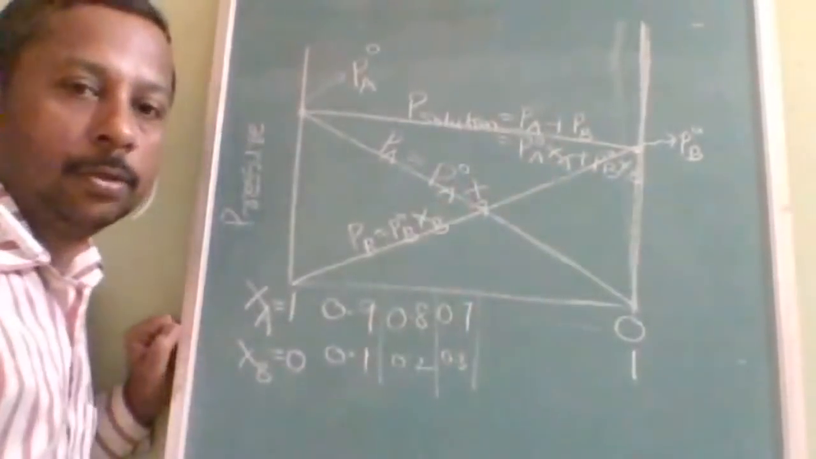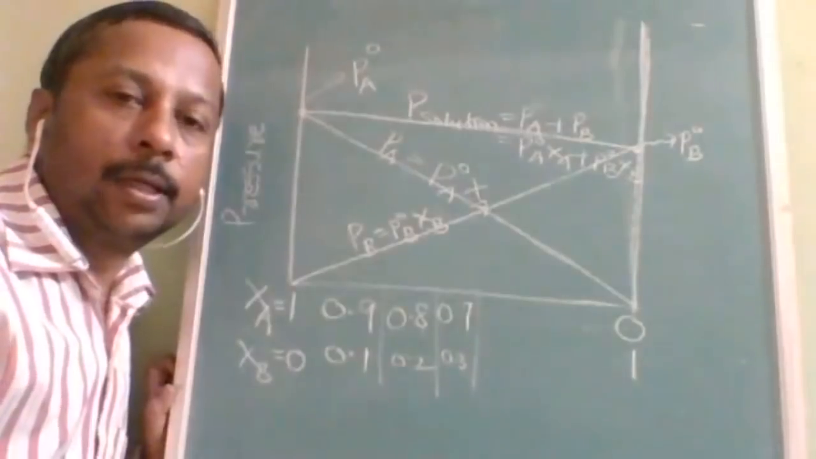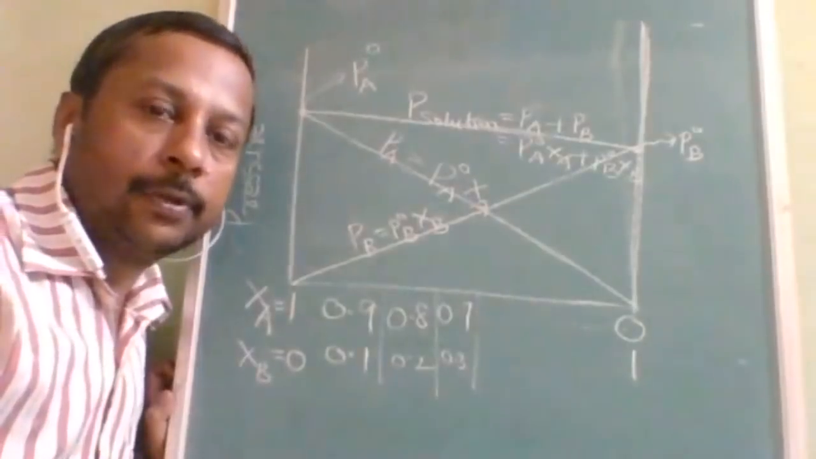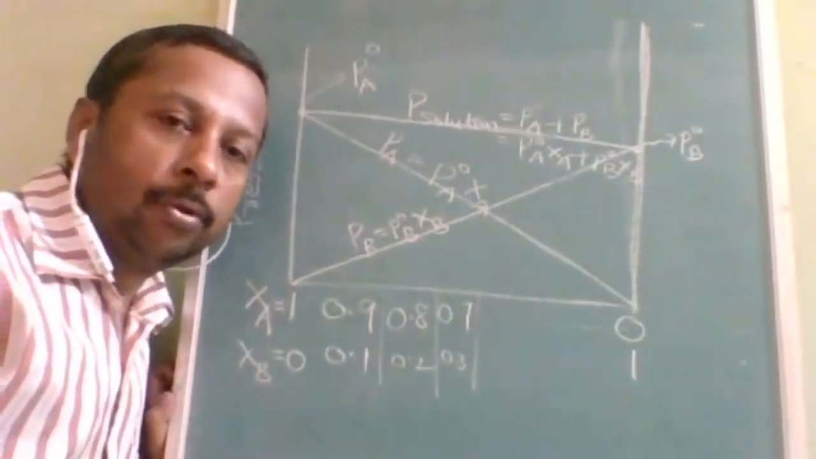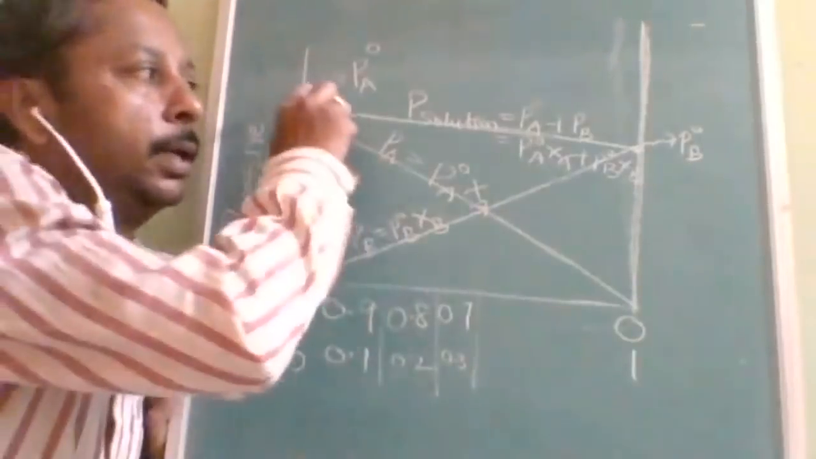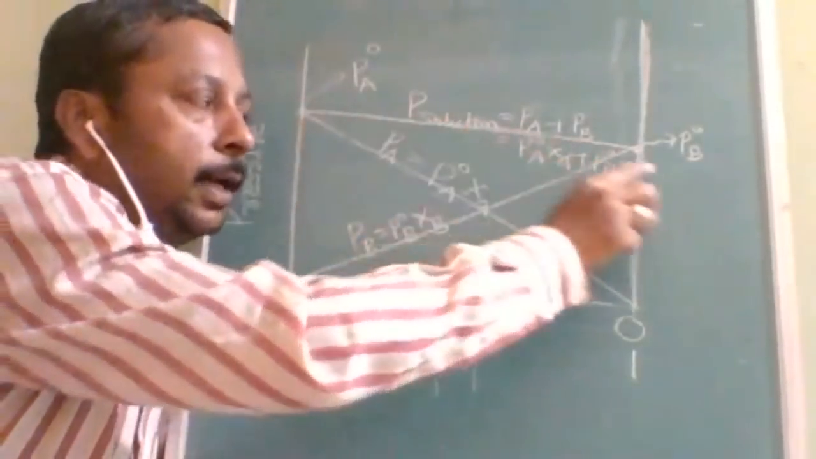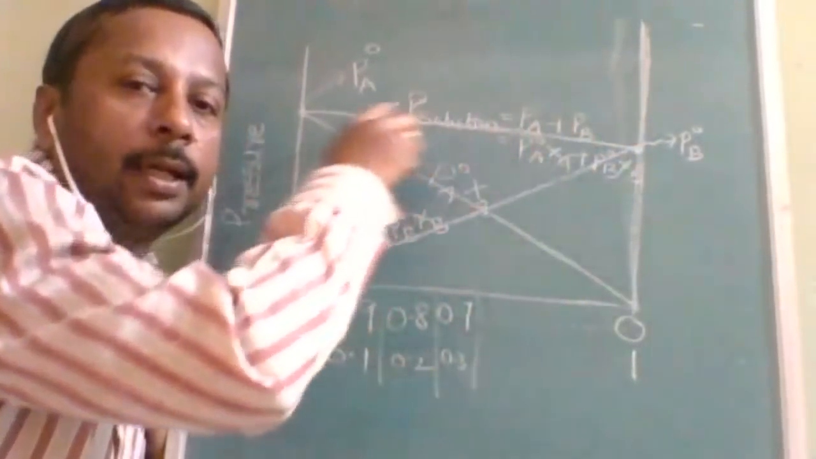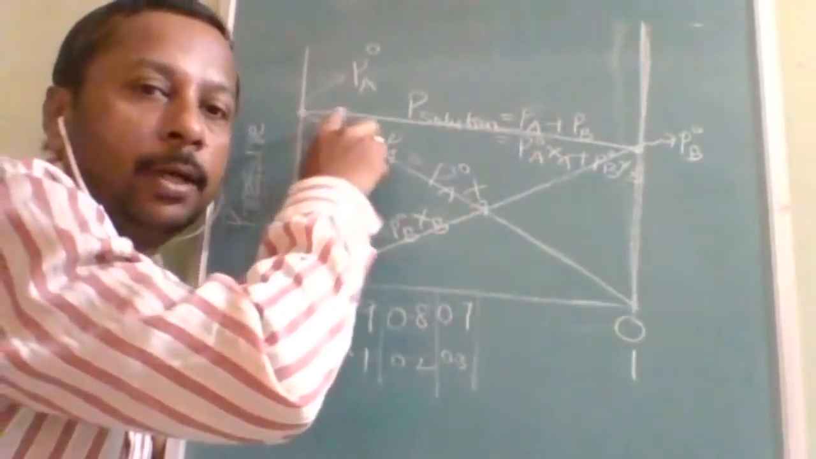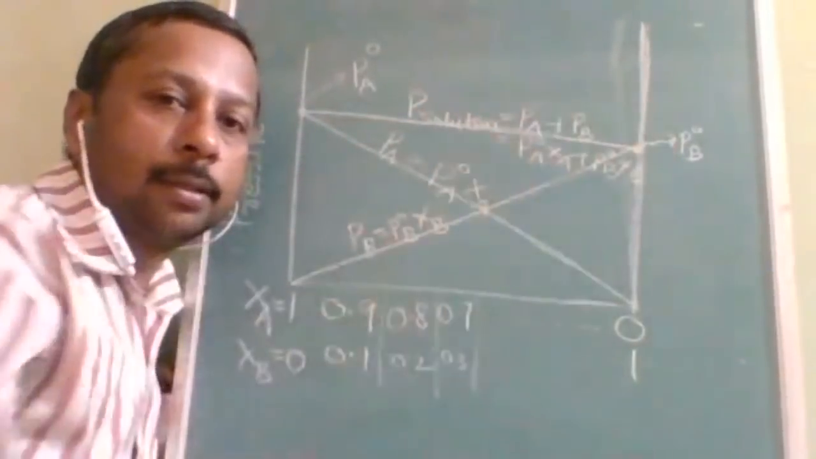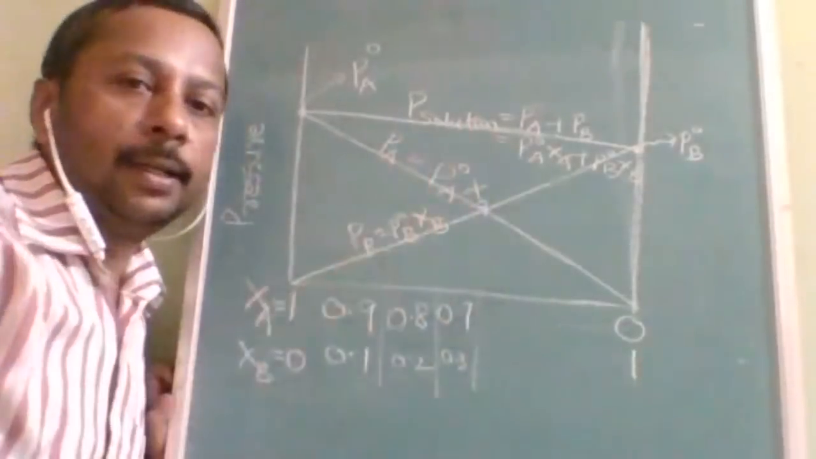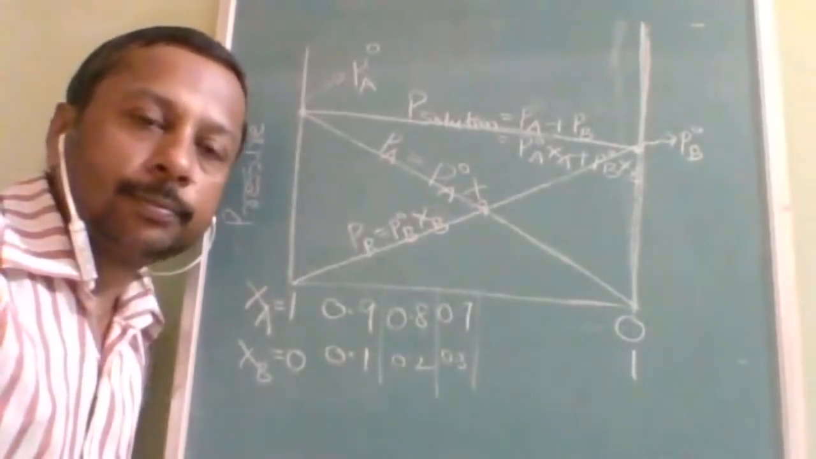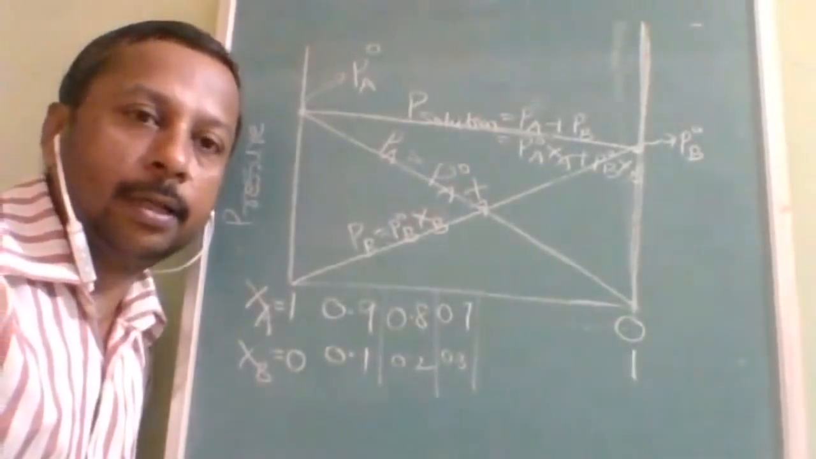Is it understood? So this is the graphical explanation of Raoult's law. This graph is drawn by taking A as more volatile, B as less volatile. That's why this line is slanting like this. If B is more volatile, then this line will be slanting like this. If both are equally volatile, that line will be parallel to the x-axis. So this line's slantness will depend on the comparative volatility. Is it understood, students?